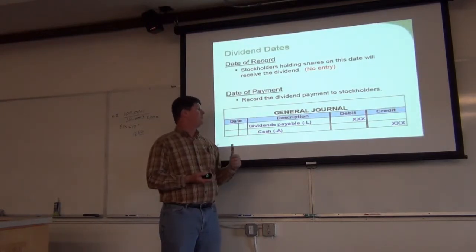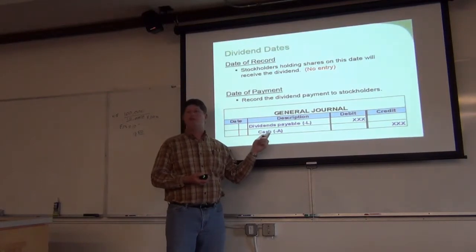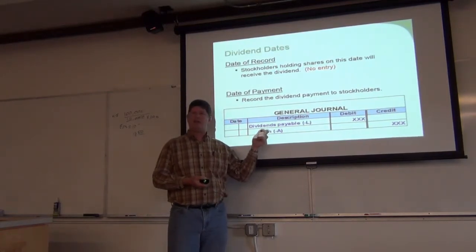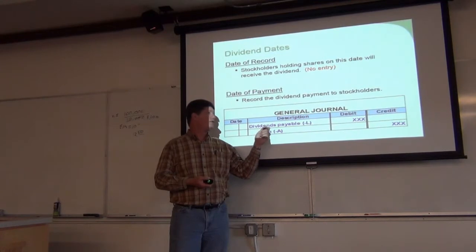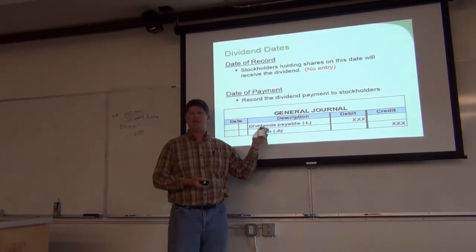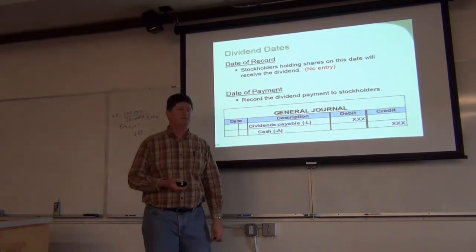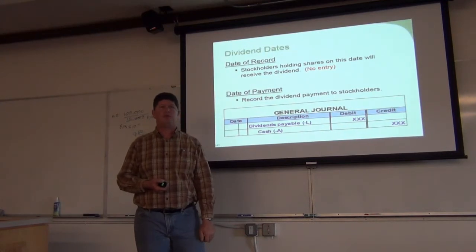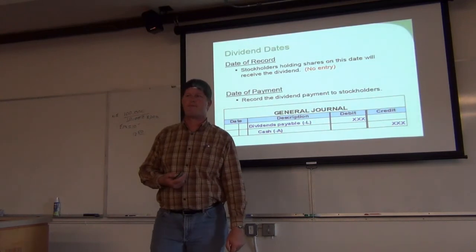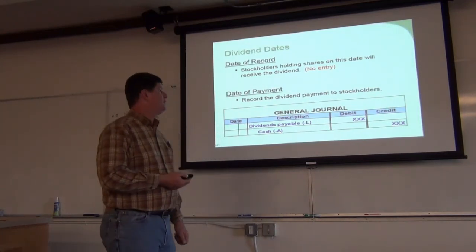On the date of payment, we're going to say goodbye to our cash. So we're going to credit cash and it goes down. And we're going to liquidate that liability. So we debit the liability to make it go down. Simple, straightforward. Good? Yes, no, maybe? Okay. I agree.